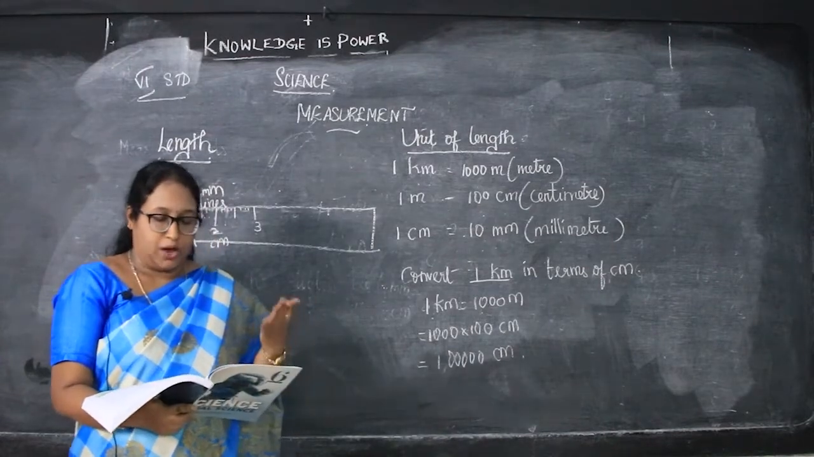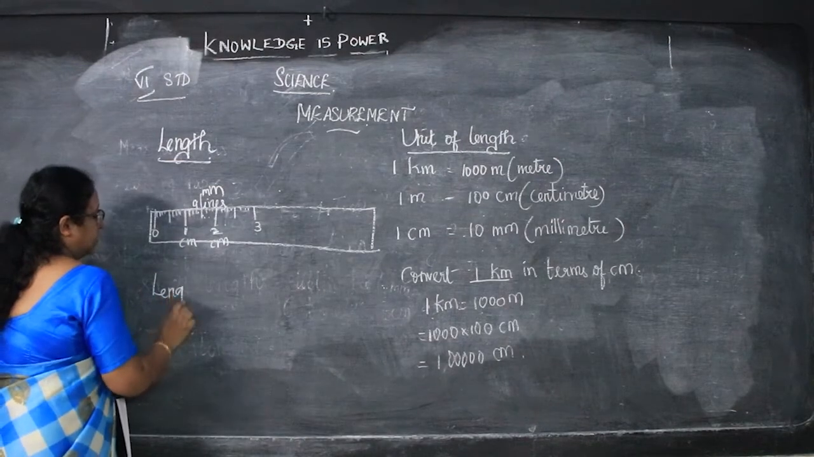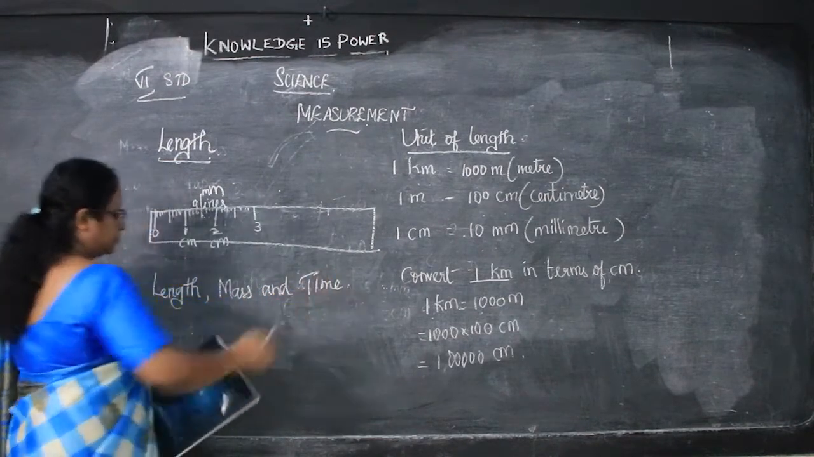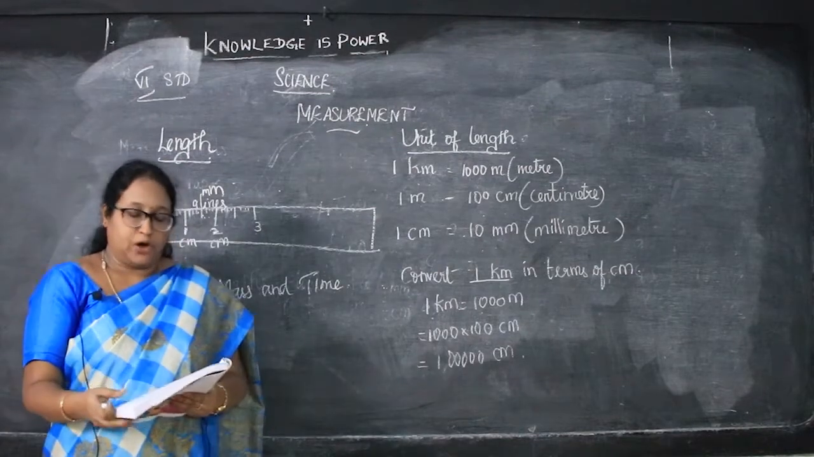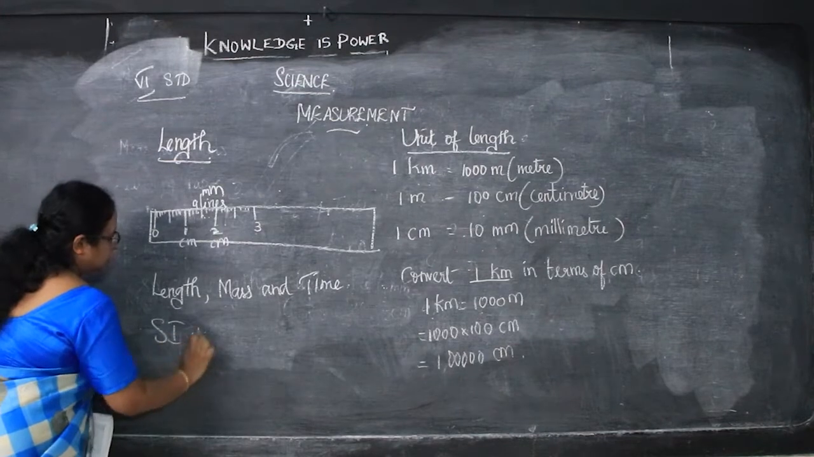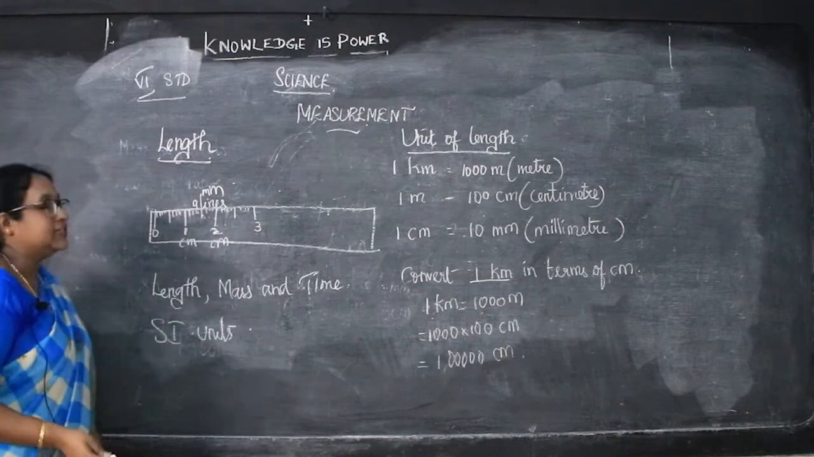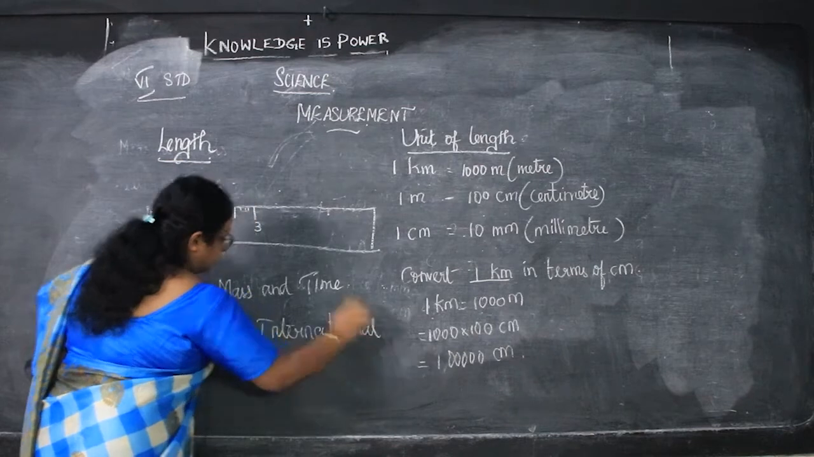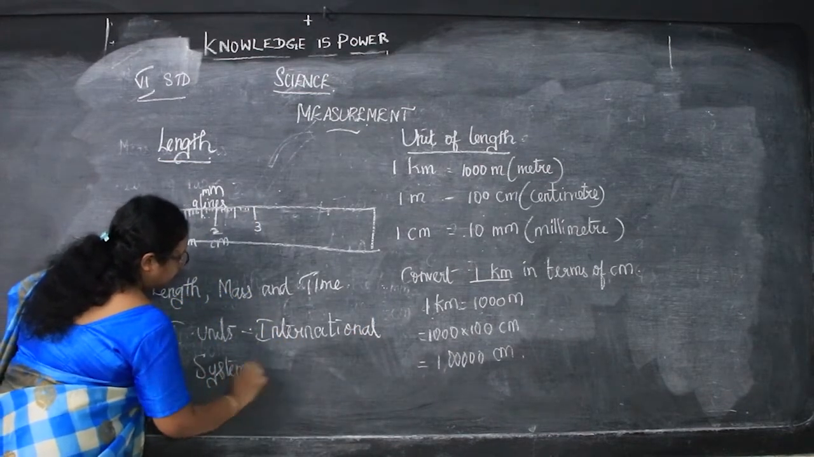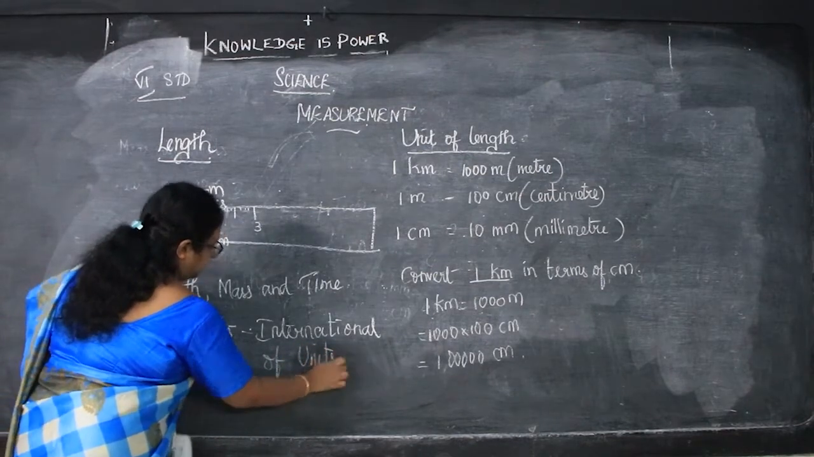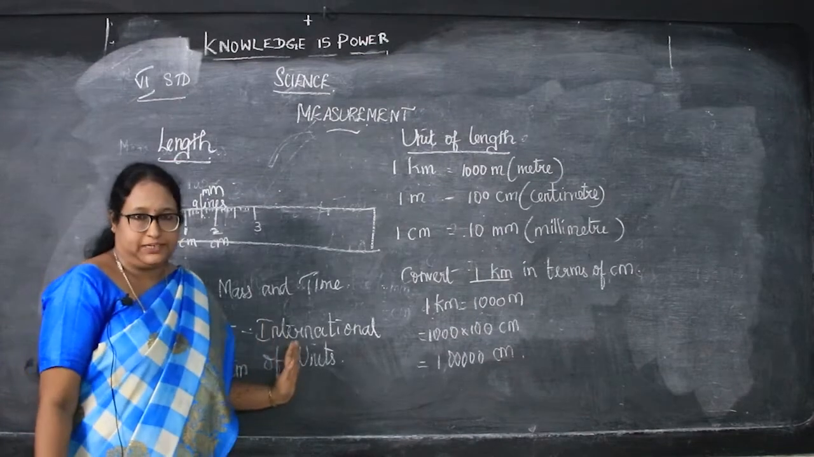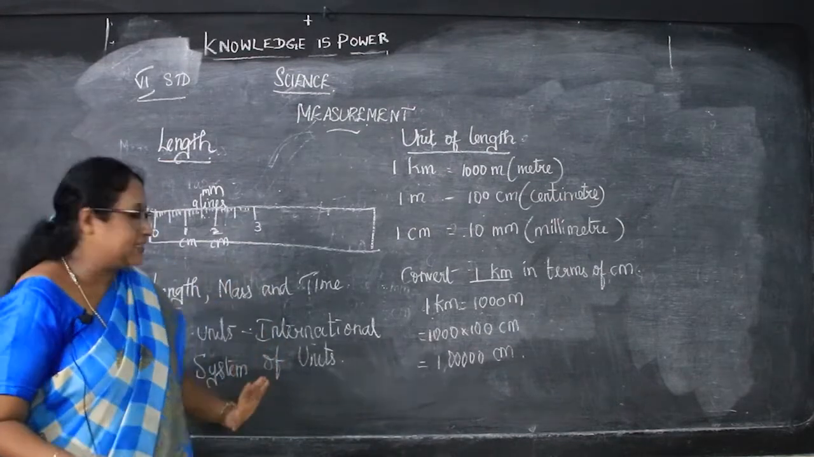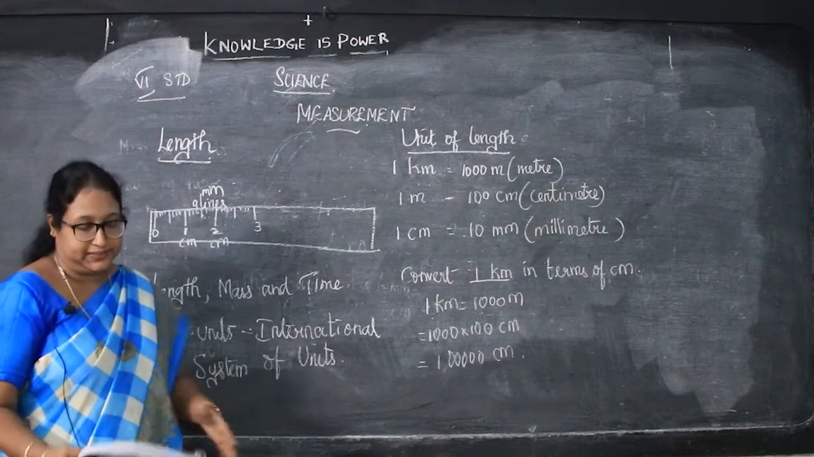Now, next, we are going to learn about length, mass and time. First, we have to learn about the SI units. SI units stands for International System of Units. For the sake of uniformity, scientists all over the world adopted common terms to express measurement. For this, they started an International System of Units.